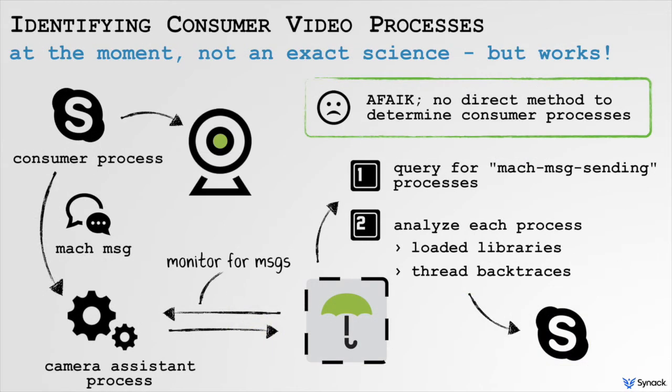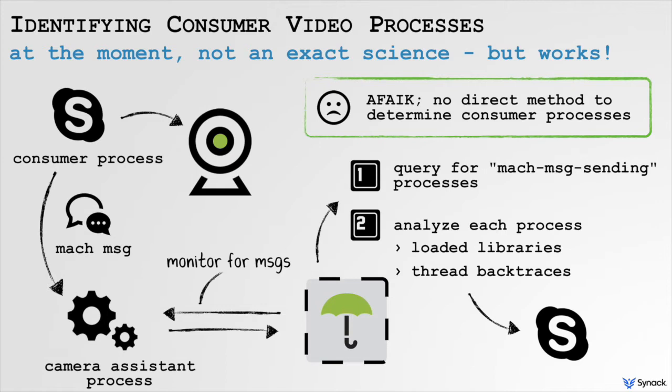So probably one of the coolest features of the tool is the ability to identify what application is using the webcam or the mic. The reason this is somewhat complicated is because Apple doesn't provide any direct API or mechanism to do this. So yes, it'll tell you, hey, the webcam was activated. It'll invoke our notification handler that we registered, but it won't give us a PID. It won't give us a process name. It won't say it was FaceTime, or Skype, or this new piece of malware. So what we have to do is indirectly figure out how to do this.